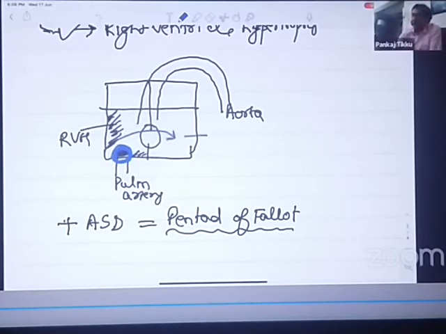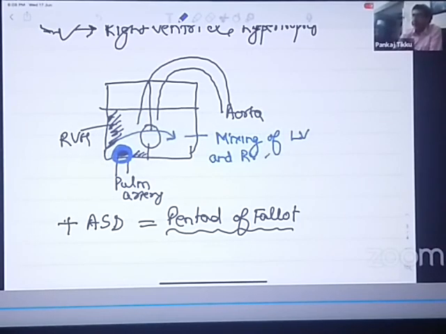So in the left ventricle, there will be a mixing of left ventricle and right ventricle blood. That means a mixing of oxygenated and deoxygenated blood. This is why this disease becomes a cyanotic heart disease.